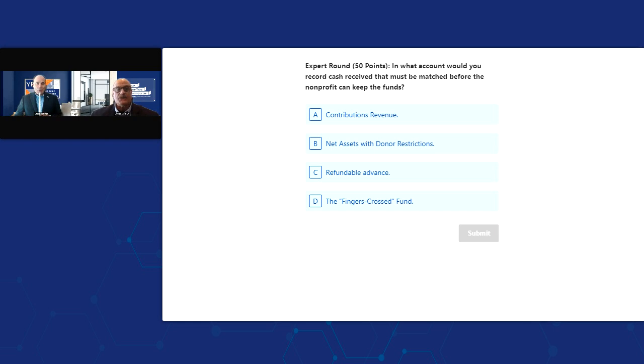Our next 50-point question is, in which account would you record cash received that must be matched before the nonprofit can keep those funds? Is it A, contribution revenue, B, net assets with donor restrictions, C, refundable advances, or D, the fingers crossed fund?